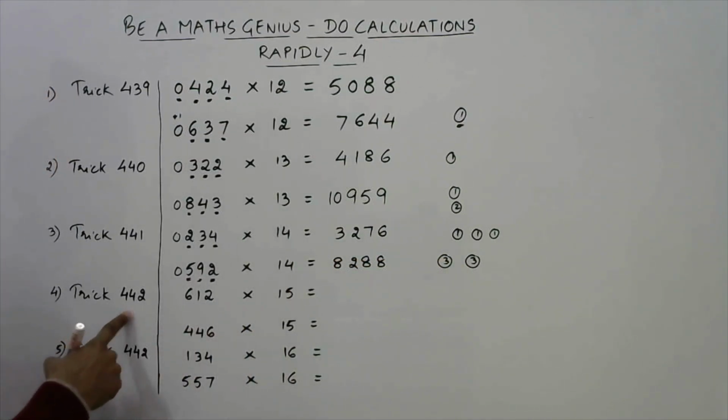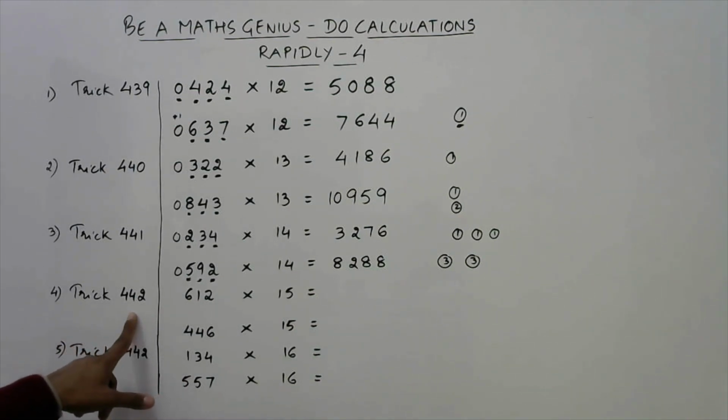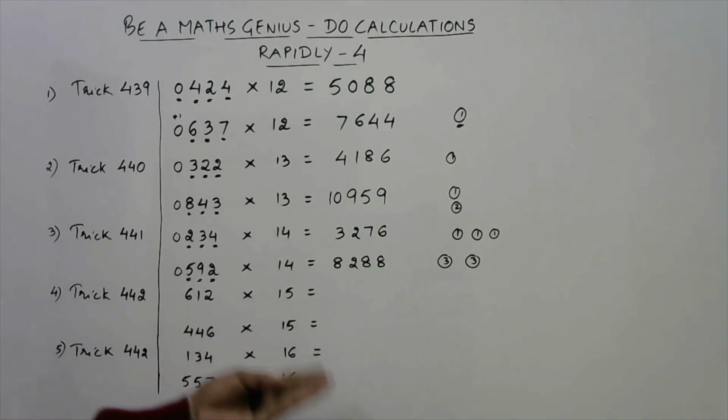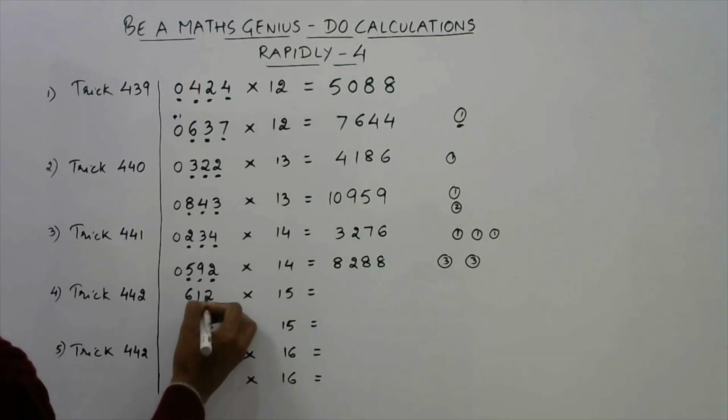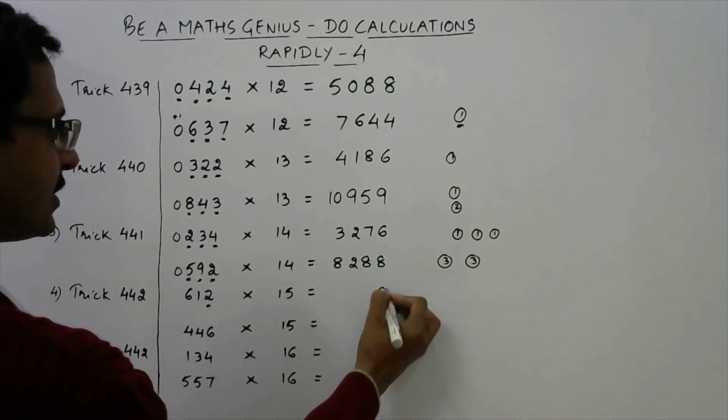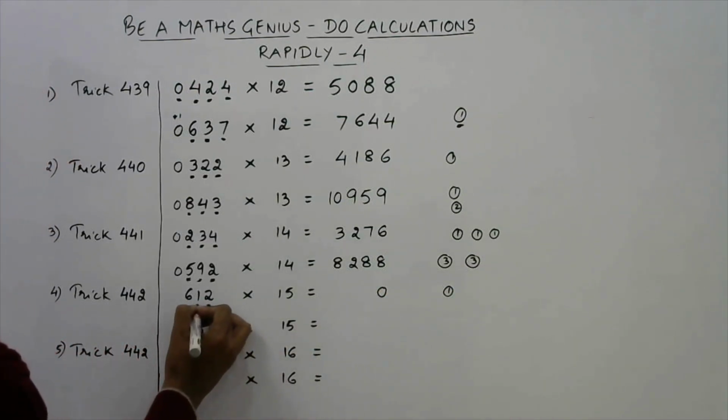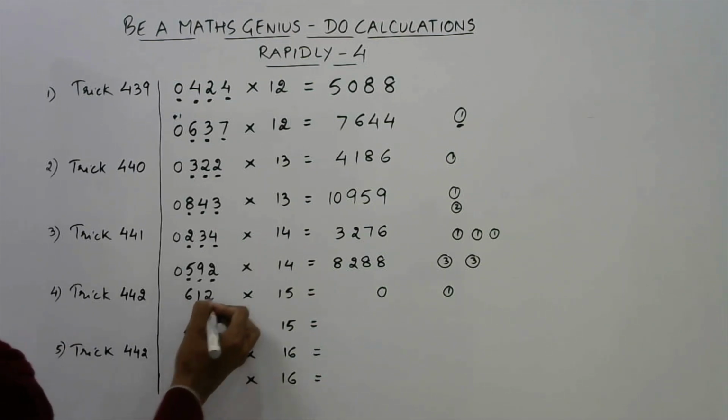442 number trick, in which I told you the method to multiply any number by 15, 16, 17, 18, 19. Now this is a generalization video. So let's multiply by 5 now. 5 twos are 10, 0. Remember 1 carry.